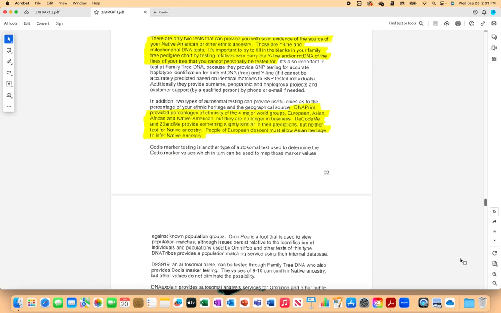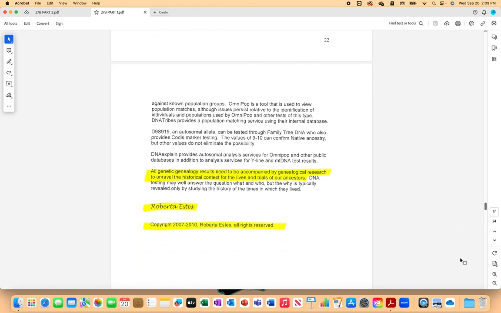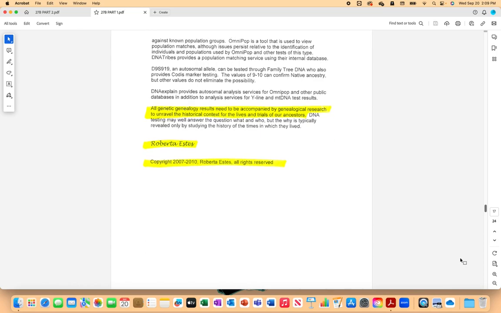Decode Me and 23andMe provide something slightly similar in their predictions, but neither tests for native ancestry. People of European descent must allow Asian heritage to infer Native American ancestry. Again, Asian and Native American, the correlation.